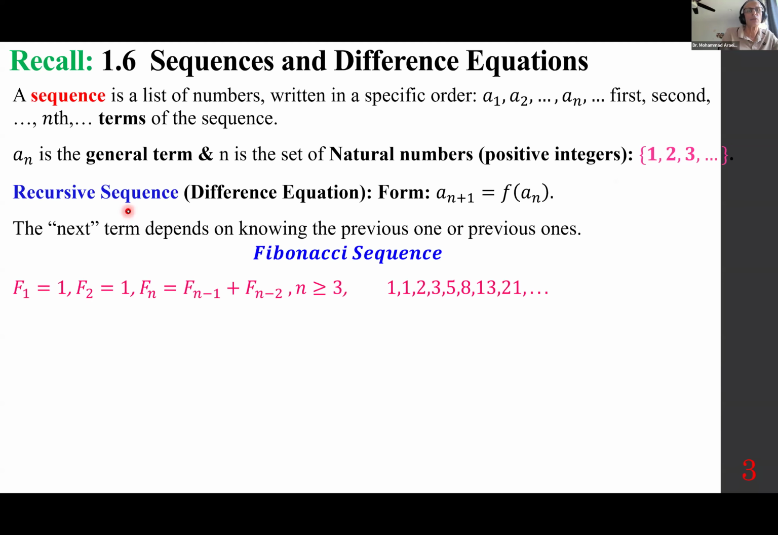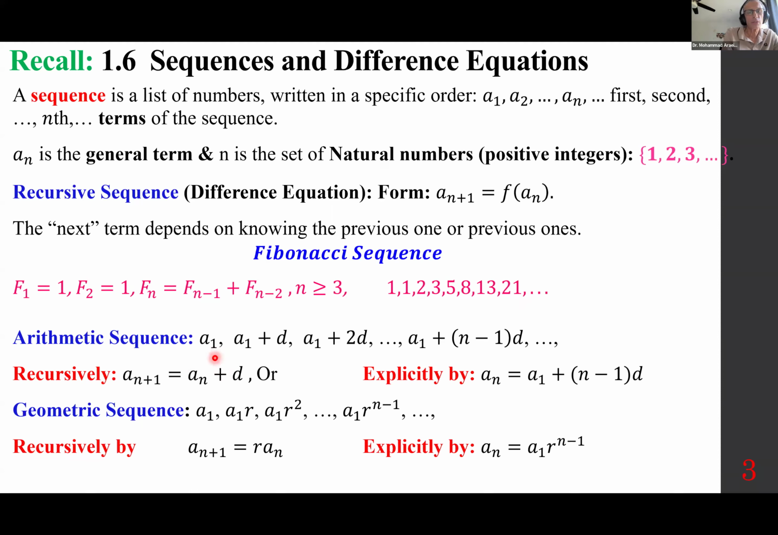A recursive sequence or difference equation is in the form a sub n plus 1 equals f of a sub n. The next term depends on knowing the previous one or previous ones. Example, Fibonacci sequence. F sub 1 is 1, F sub 2 is 1, and F sub n is F sub n minus 1 plus F sub n minus 2. Meaning, if you want a term, pick the previous two and add them up. That's for n larger than or equal to 3. So if I want the next one, I add these two, I get 34.